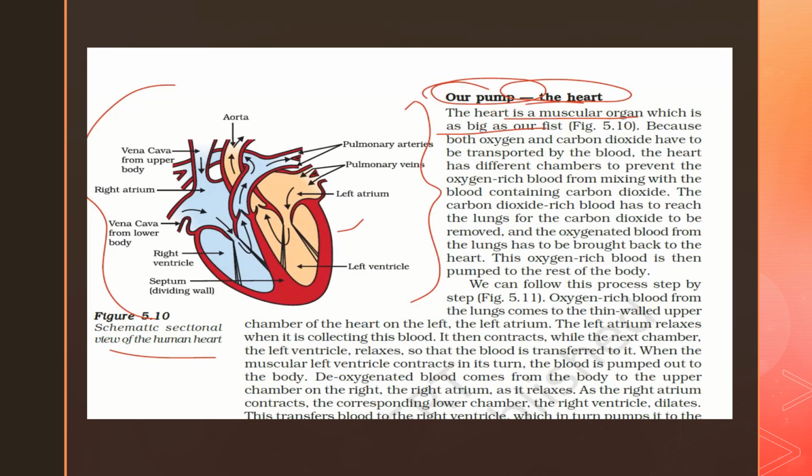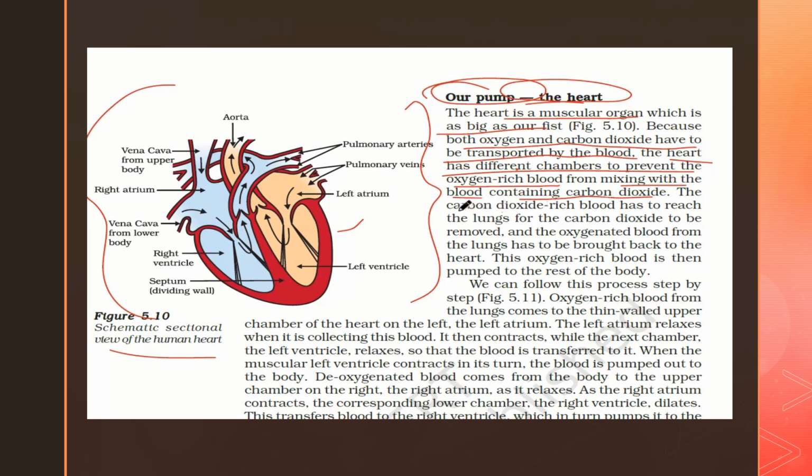So suppose you are a 14-15-year-old child. If you fold your hand, you will see your fist, and the heart is the size of that only. Now because both oxygen and carbon dioxide have to be transported by the blood, the heart has different chambers to prevent the oxygen-rich blood from mixing with the blood containing the carbon dioxide.